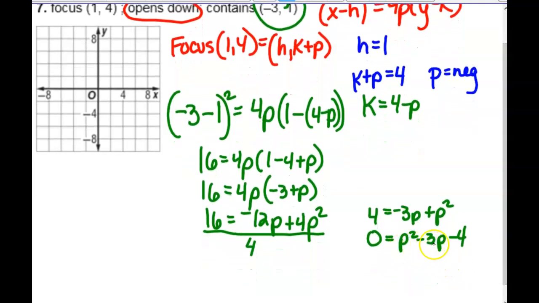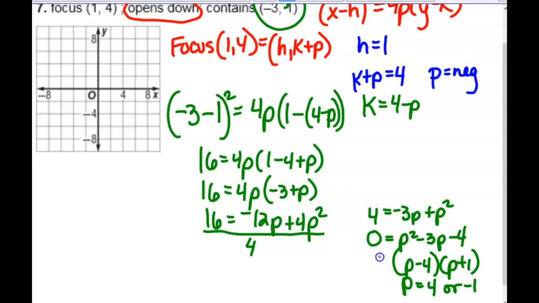Anybody get a p squared minus 3p and a minus 4? Okay. Or -1. I'll give you another minute. Are some of you still working on it? Did either of the Brandons get that, or Martin, you good? Adriana, is that what you got? Okay.